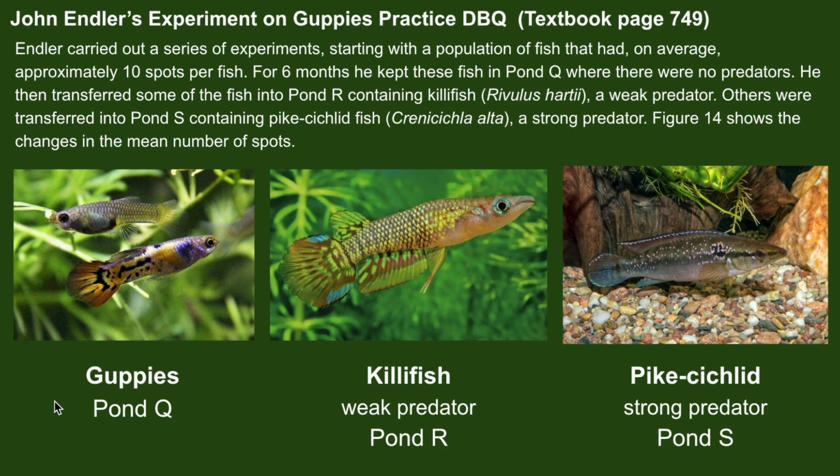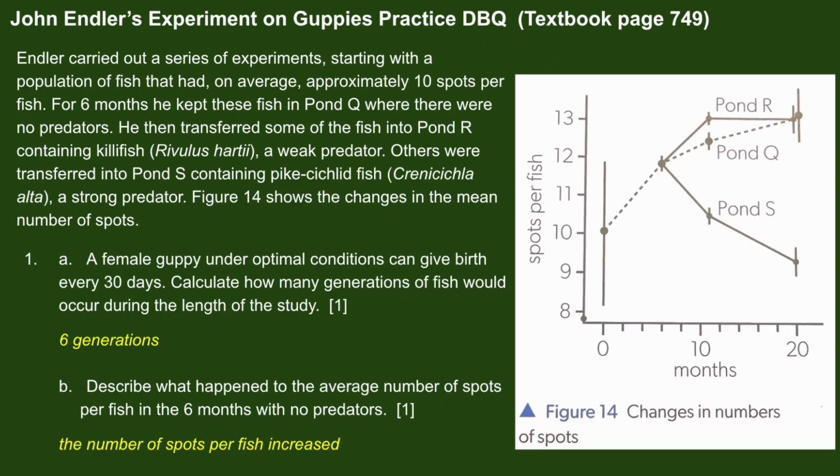So we had guppies in pond Q that didn't have predators, and he introduced those into two other ponds, pond R and pond S. Pond R just had a weak predator. Pond S had a strong predator. And then he looked at how the number of spots changed over many months.